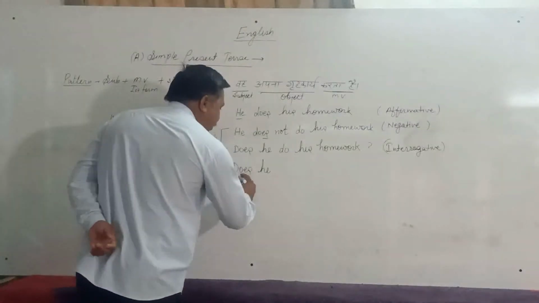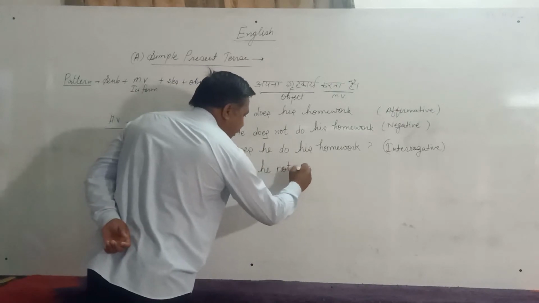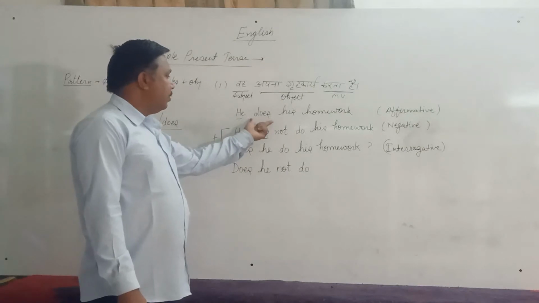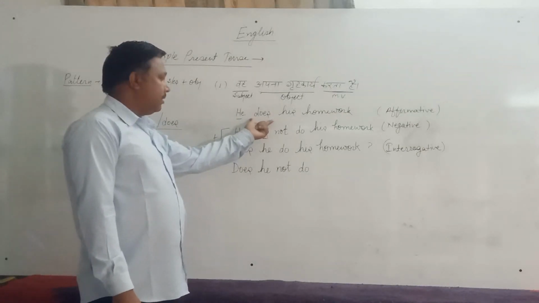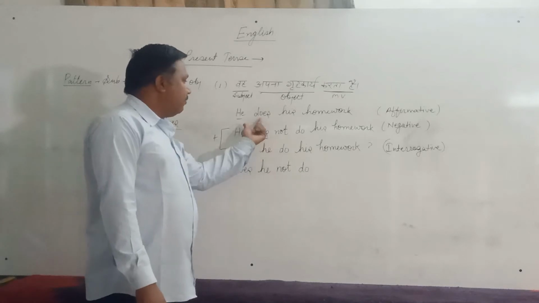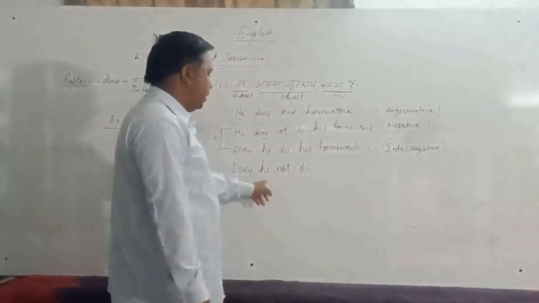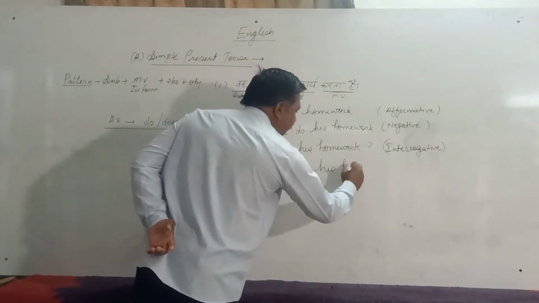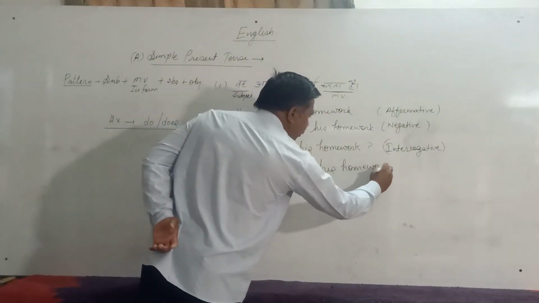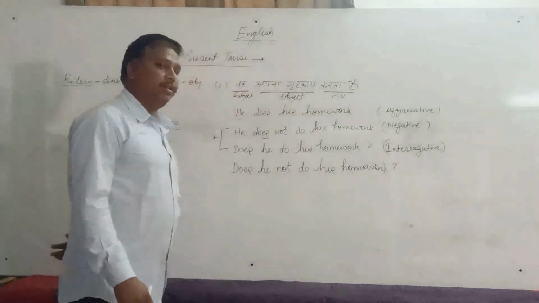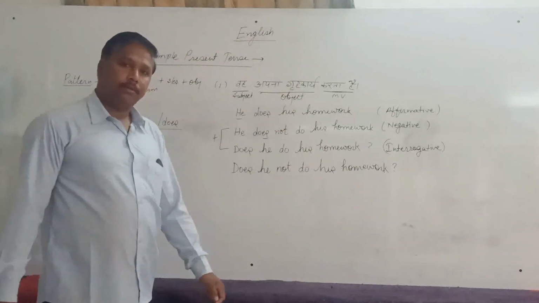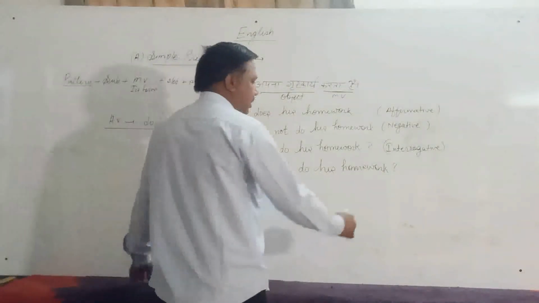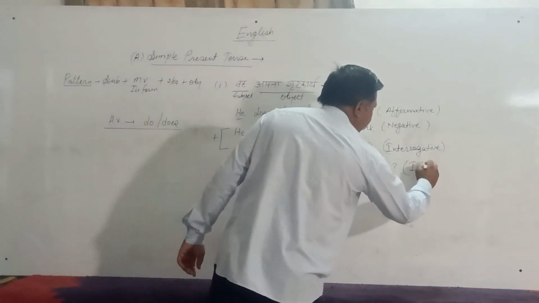So does he not, and then do, the main verb of this sentence. Does is the main verb, but when we apply does here, it will change into do. Does he not do his homework? And then put a question mark, as it is interrogative also. This is our interrogative sentence.